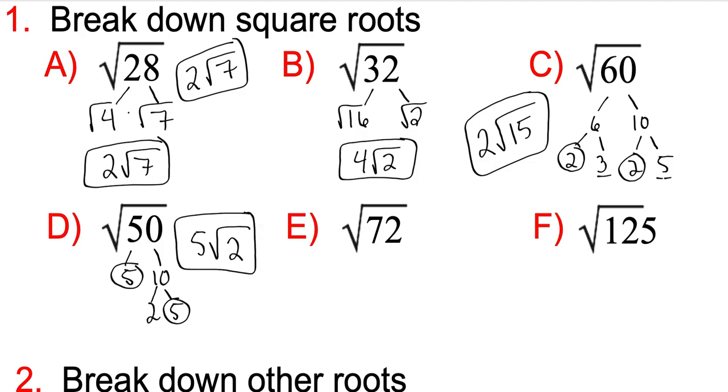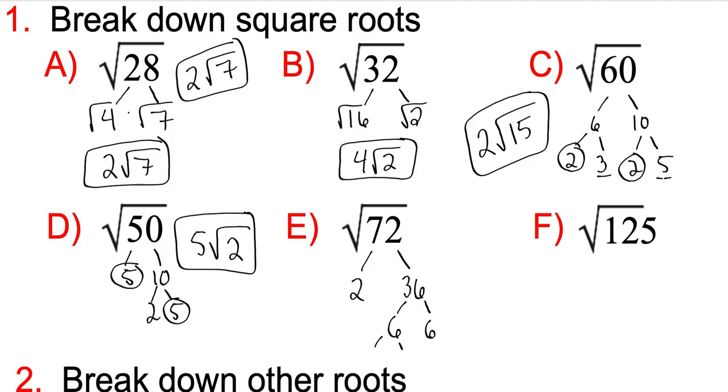Okay, so 72 might be a little bit bigger because it's an even number and it's kind of bigger. So let's start breaking it down. So 2 and 36. And here, if you recognize that 36 is a perfect square, you could do that one right away because these are square roots. But we'll just keep breaking it down. Okay, so 36 is 6 and 6.